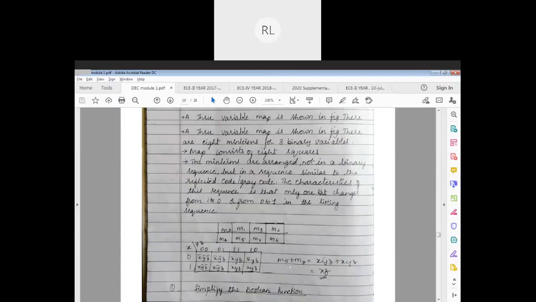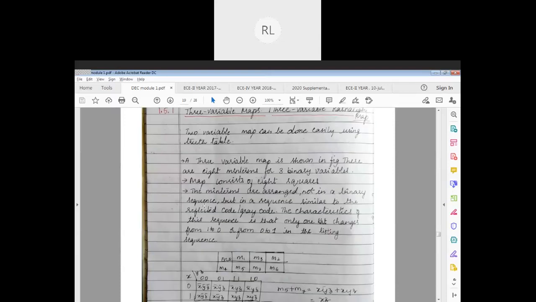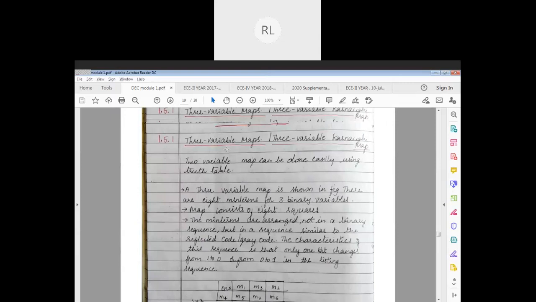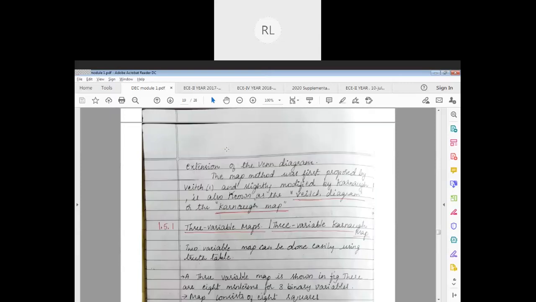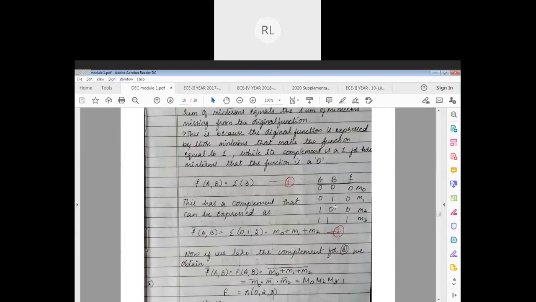So let us see one simple way of representing the KMap. We will just see the introduction to KMap in today's class, and tomorrow we will start solving these kinds of problems. This is going to be our last section for today's class. A two variable map can be done easily using a truth table. Two variable means 00, 01, 10, 11. So it can be easily simplified using a truth table.